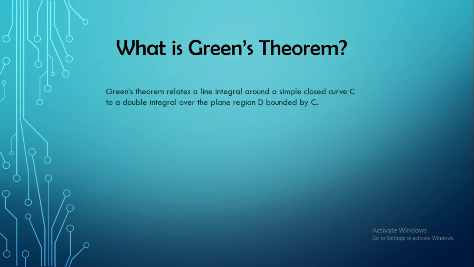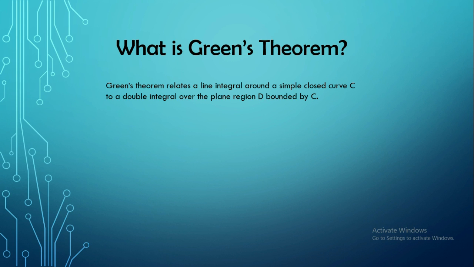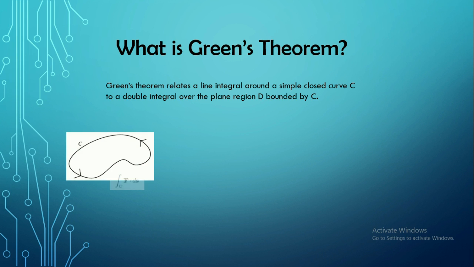Green's theorem relates a line integral around a simple closed curve C to a double integral over the plane region D bounded by C. So, from a single integral to a double integral, like this: the integral over C of F dot ds, where F is a vector field that moves around C.